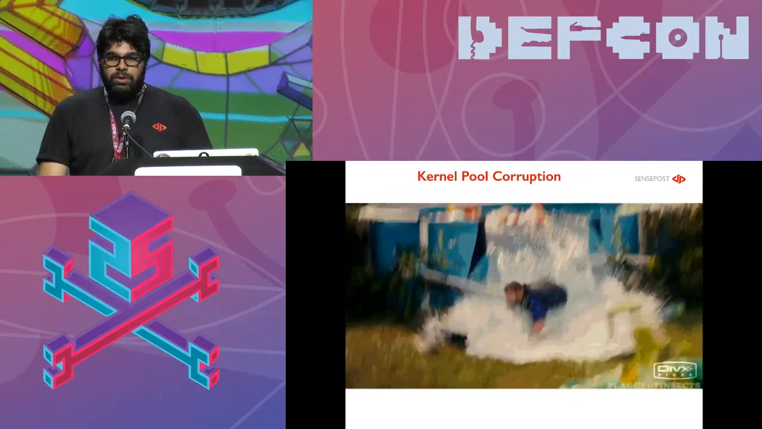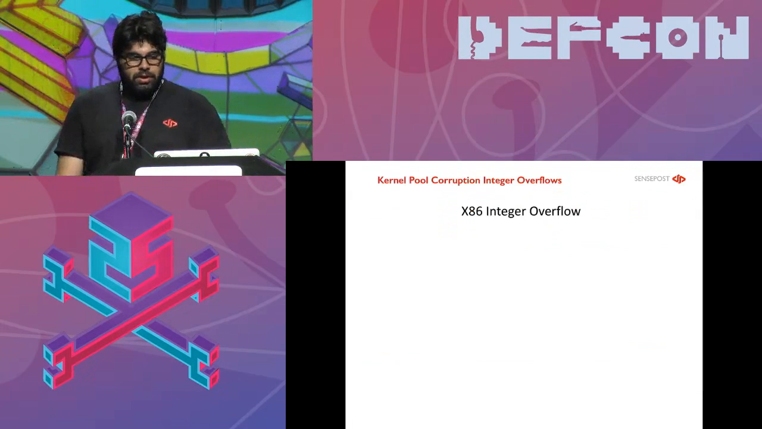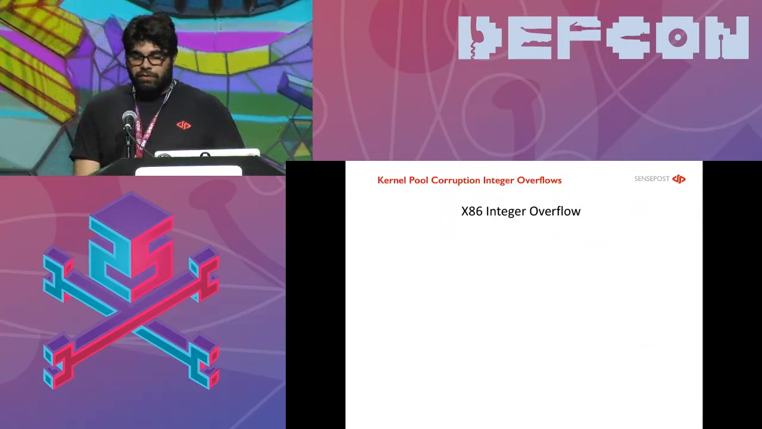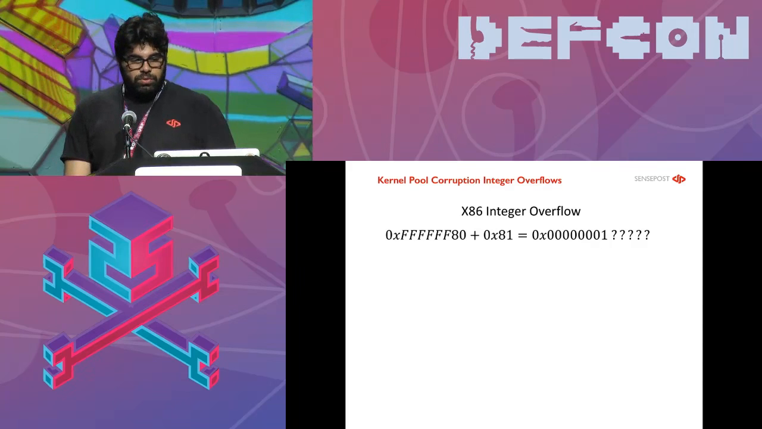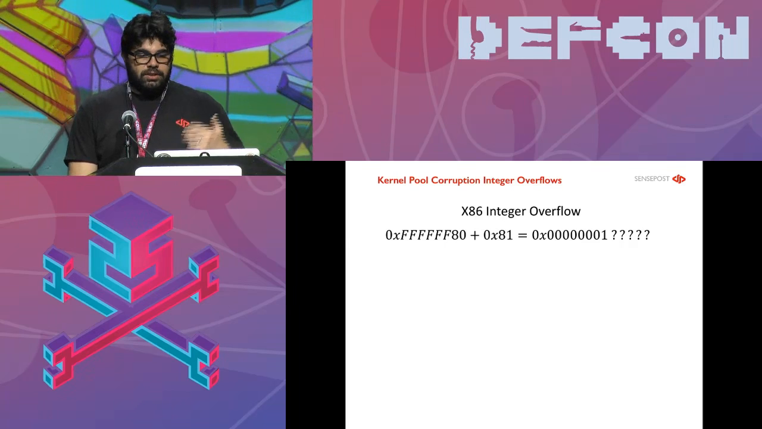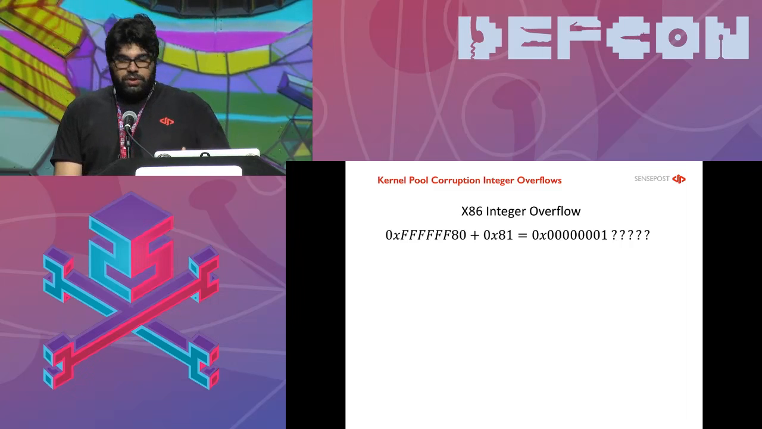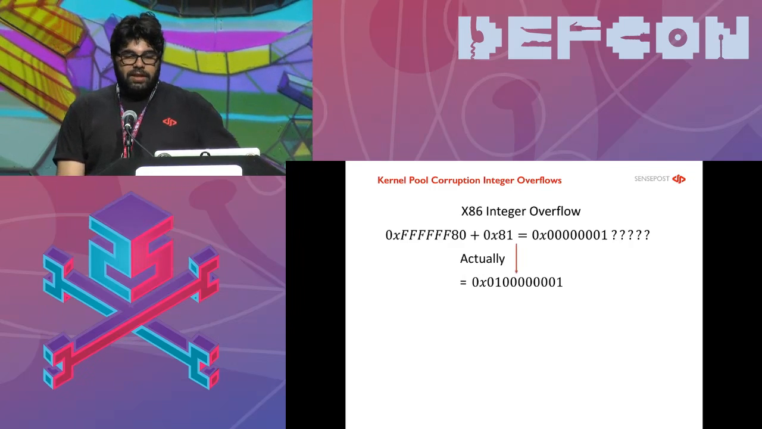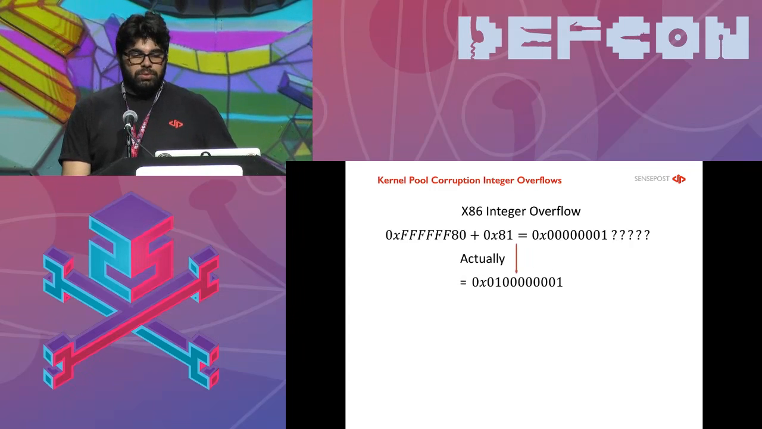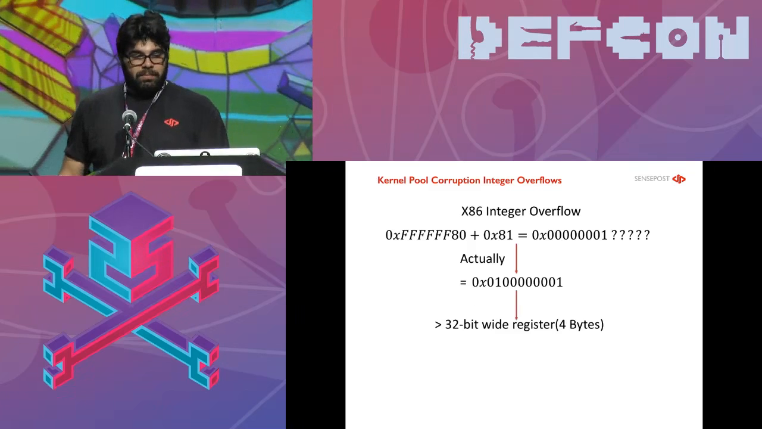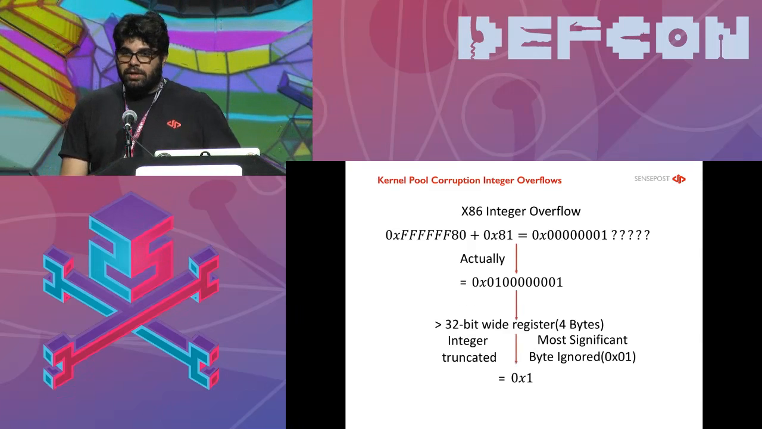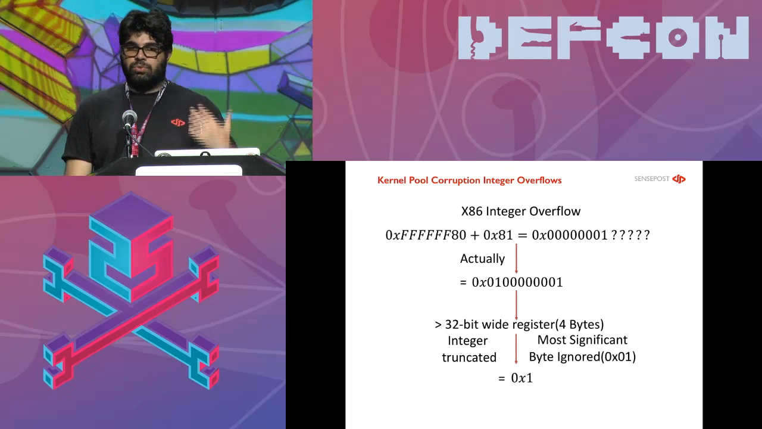The next thing I want to follow through is kernel pool corruption. And we will focus on x86 integer overflows, or integer overflows in general. So the first equation I want to talk about is FF + 80 + 81 will result in 1. Well, that's not really the truth behind it. The truth is that it actually results in a much larger number, 0x01000001. But x86 registers can only hold up to 4 bytes in memory. So this number is larger than the 4 byte max int, and the most significant byte, or anything that is larger than 4 byte length, will be truncated, thus equals to 1.